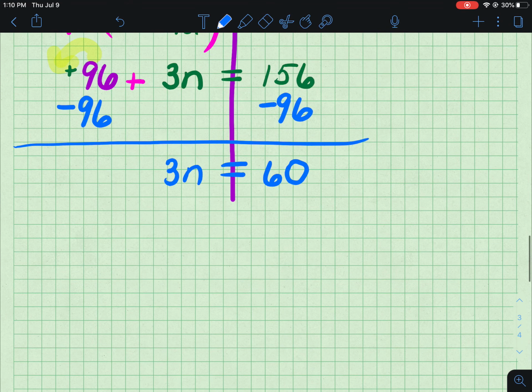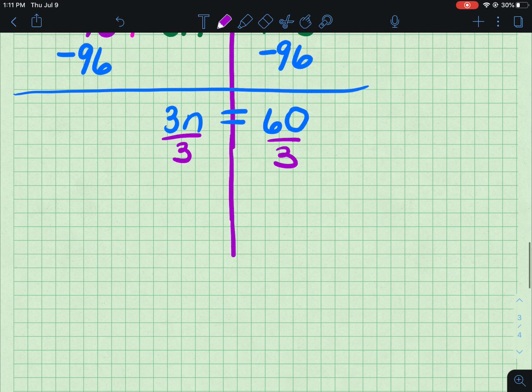Okay? Final step. Is there anything multiply or divide to get the n by itself? Well, yeah. What's going on between the 3 and the n? Multiplication. So I need to divide both sides by 3. And so my answer here is n equals 20.